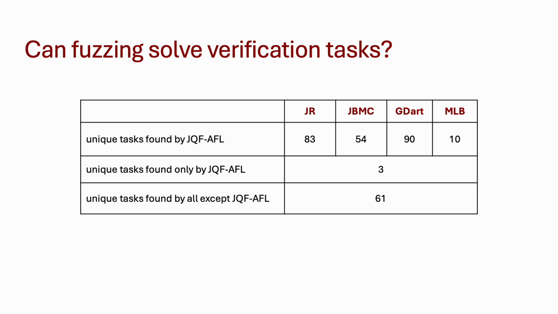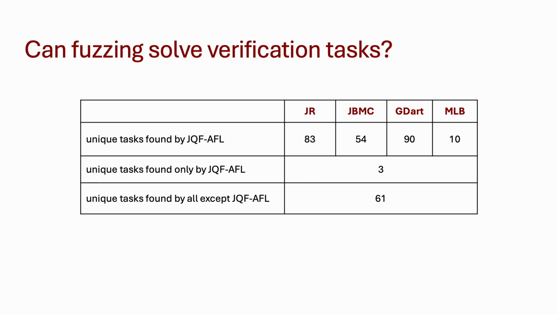In fact, when you look at all of them combined, if you use all the verification tools in SV-COMP, still the JQF-AFL is able to achieve 3 more, it was able to get to the verdict of 3 unique tasks that were not found by all the tools combined.